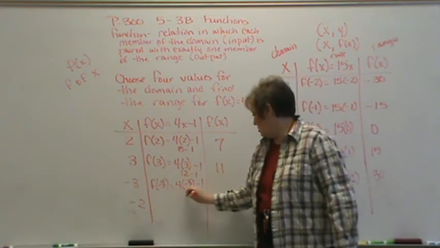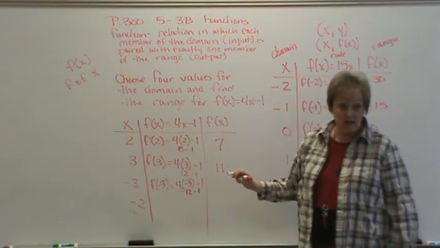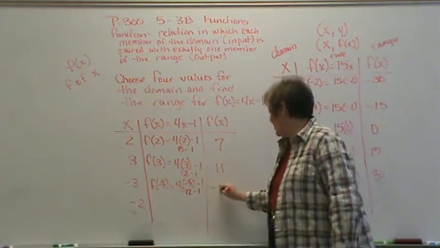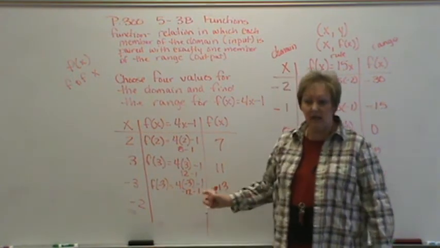Negative 12. Negative 12 minus 1 is? Negative 13. Negative 13, good. Good job on the integer rules. Make sure you got the same signs. Add and keep.